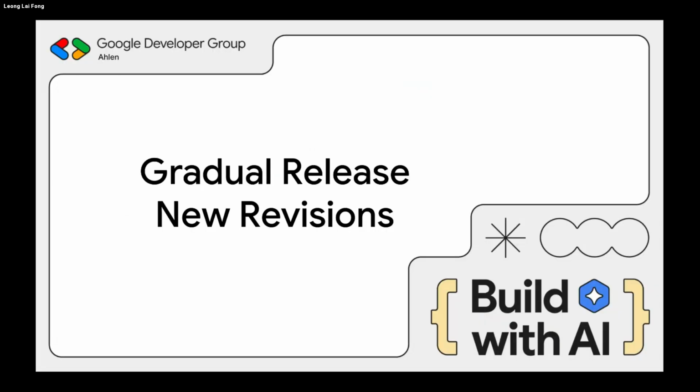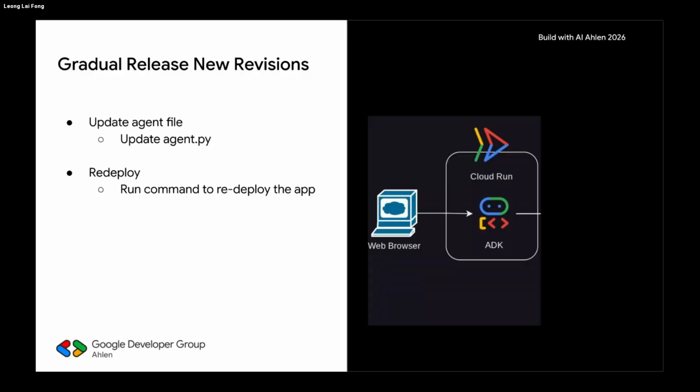So I think for the last part, I will briefly go into the gradual release of new revisions. We have talked about building the agent, then running the testing and deploying it. What happens in production, or in reality, is that the agent, like any software, will have a new version released, right? So how can we do it more elegantly?